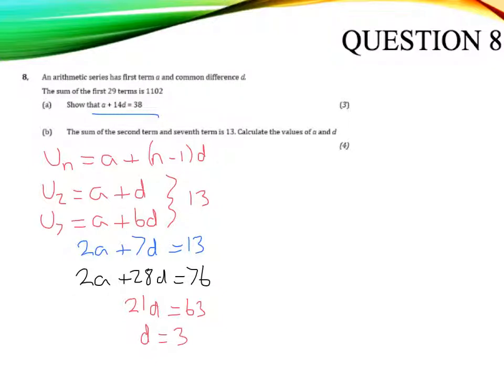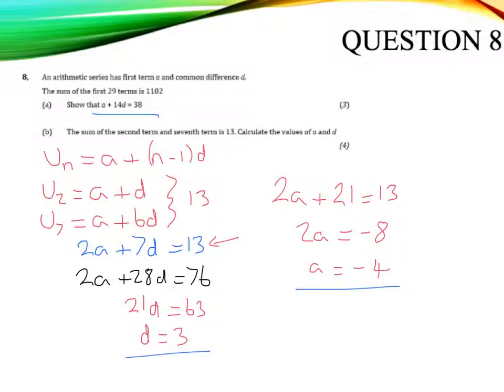I can substitute that into either of my equations. So let's go for the easiest one, let's go for this one. So we've got 2a plus 21 equals 13. 2a equals, take 21 away from both sides, so that's minus 8. A equals minus 4. So I've worked out that A and D here. Okay, now I've done both of those things.